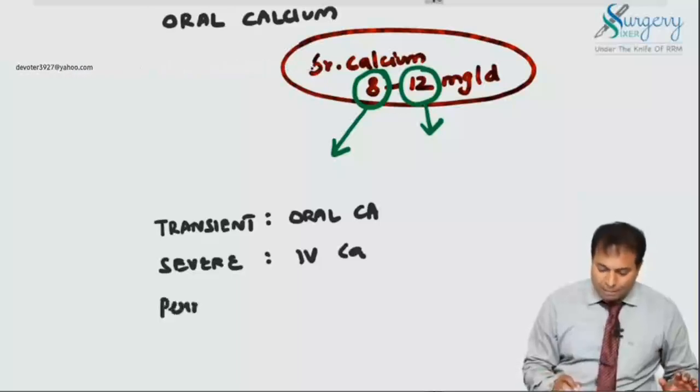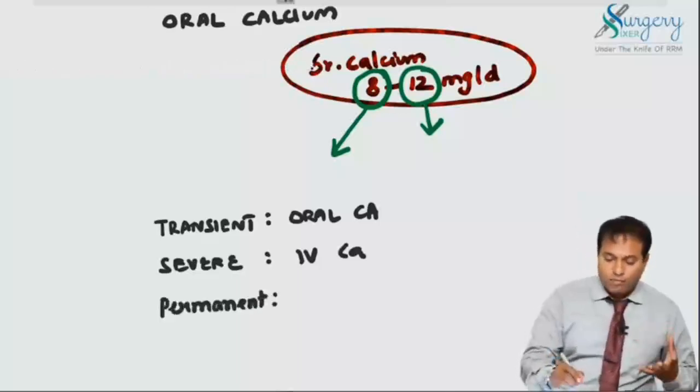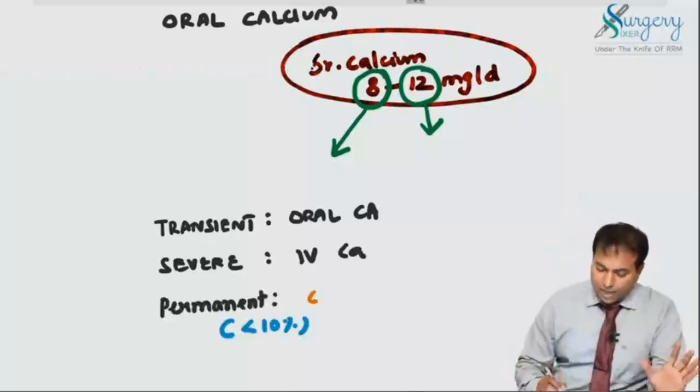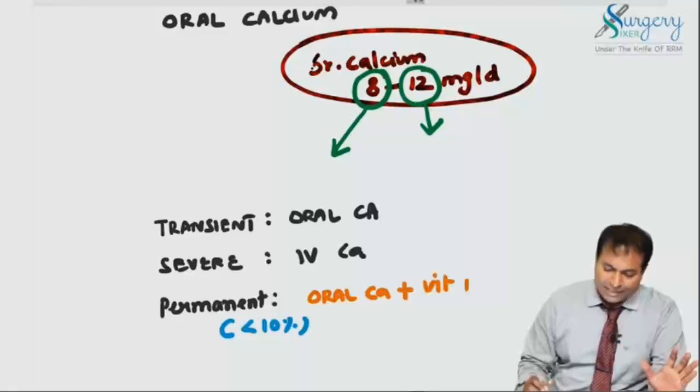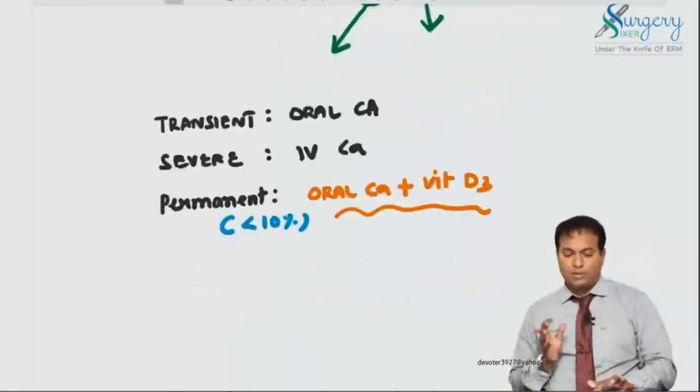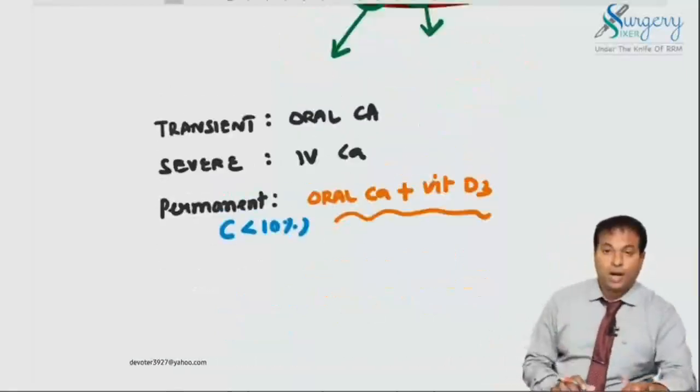Permanent hypocalcemia is in true cases where all the parathyroids have been removed. It is in less than 10%, only when all 4 parathyroids are removed. In such cases, we send them home on discharge with oral calcium plus vitamin D3. They have to take it for lifetime. That is the problem with permanent hypocalcemic patients. So these are the important things you should not forget in the complications of surgery.